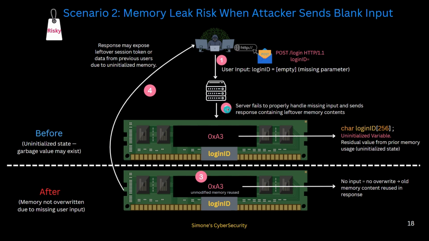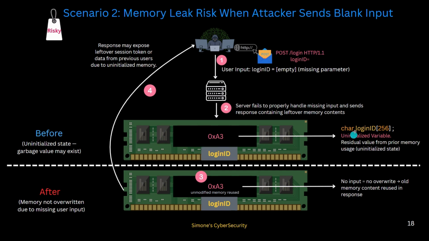In step 2, the server receives the request but doesn't perform any check for the missing parameter. It goes ahead and starts processing the response. But here's the catch. Since there was no actual value provided for login ID, the server has nothing to override the memory with. Now look at this before state.